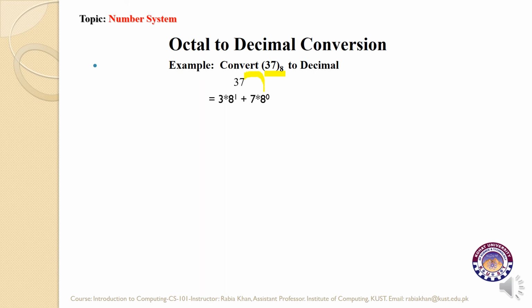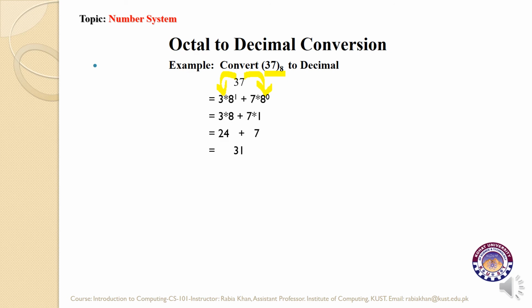So 7 is multiplied by 8, the power of 8 is 0. 3 is multiplied by 8, the power of 8 is 1. Starting from right to left, multiplication will go on from right to left. So after multiplication, we first cleared the powers. This is the powers result, and after multiplication, this is the answer, the products of the multiplications. And when we add up these products, we get 31, a decimal number.